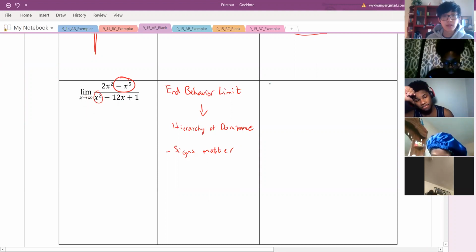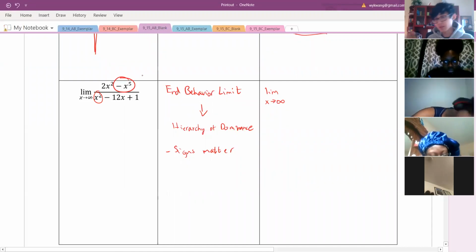Okay, so now I'm going to rewrite the limit. In the solution, I'm going to rewrite the limit as limit of x to infinity. Actually, I didn't give time for everyone to copy down the problem, so I'll give like 10 seconds right now so people can catch up.